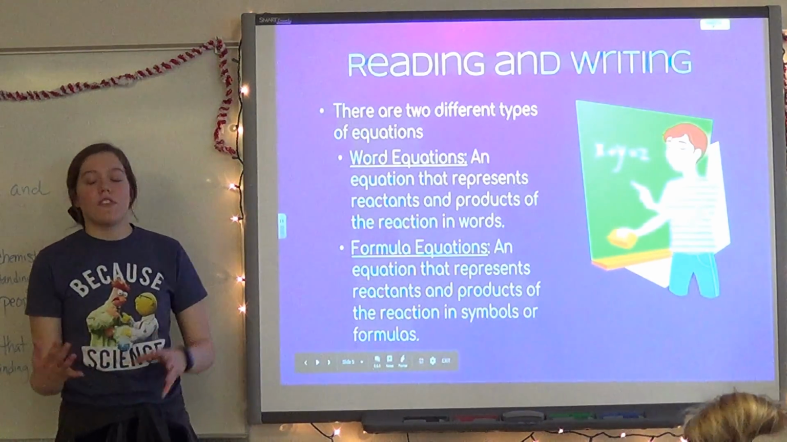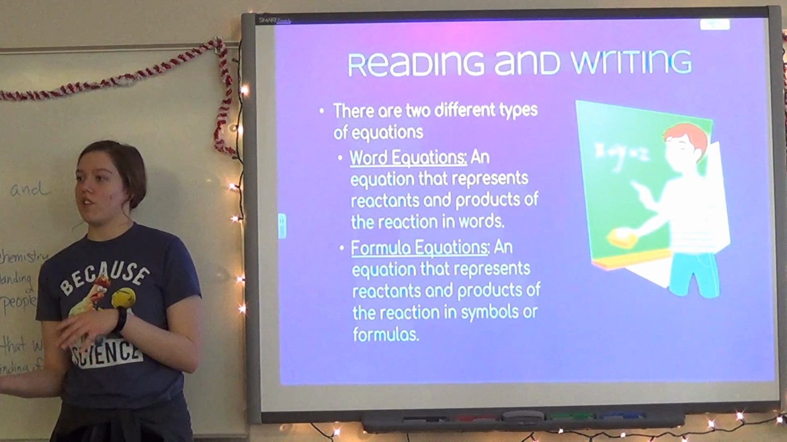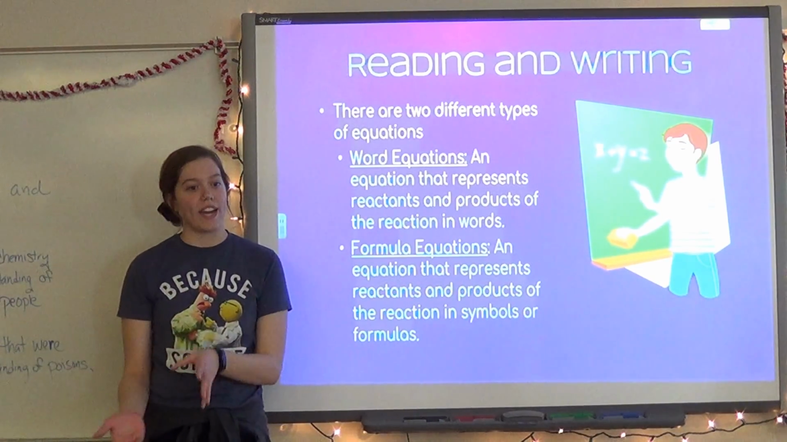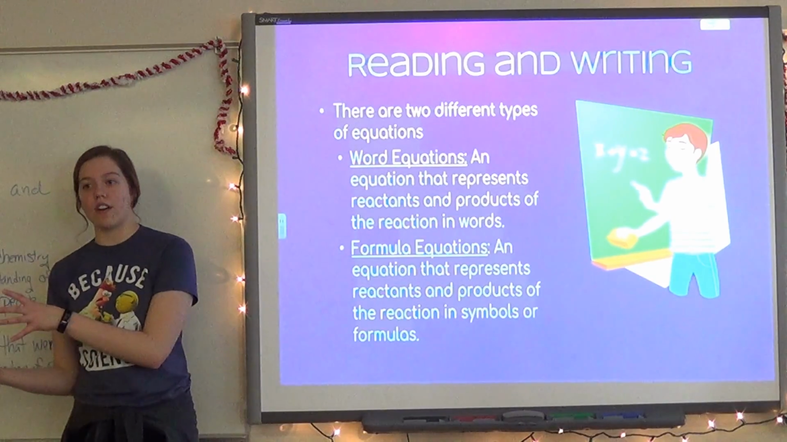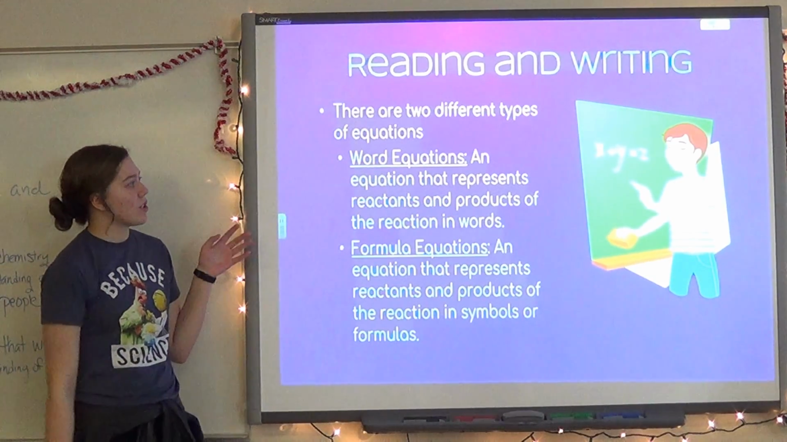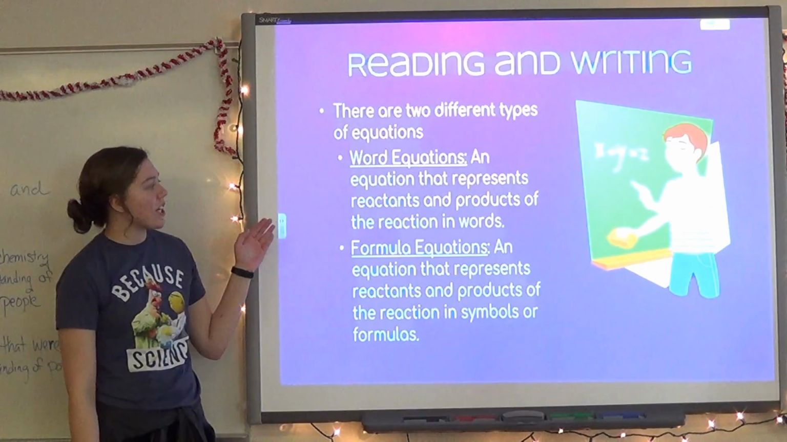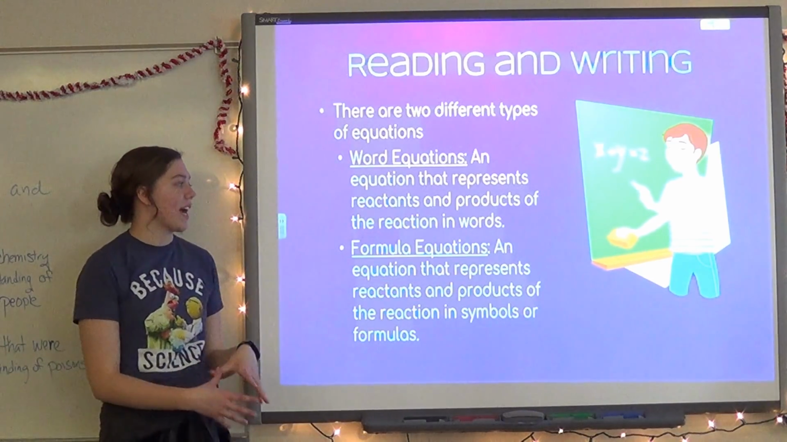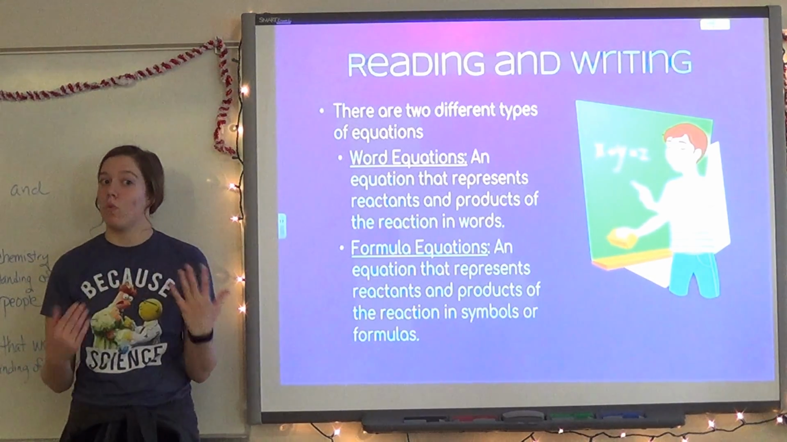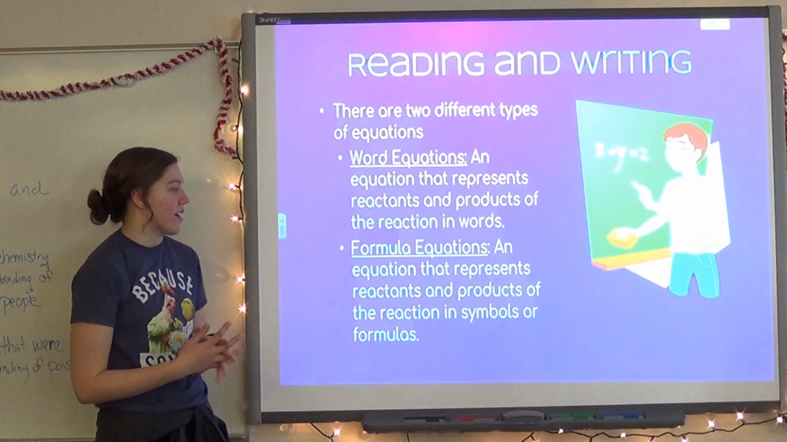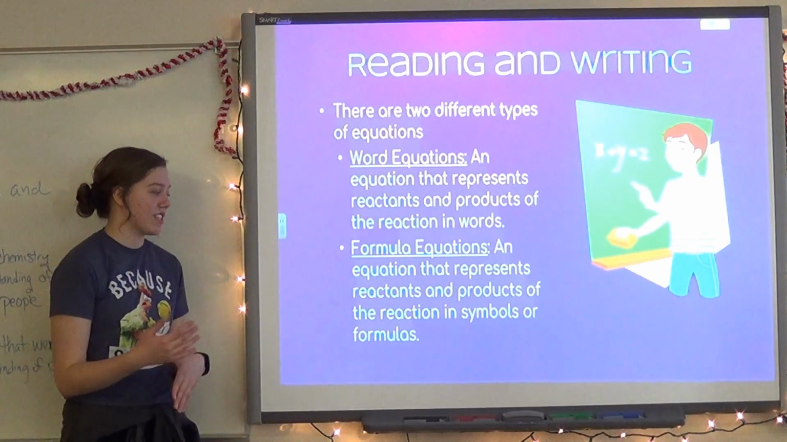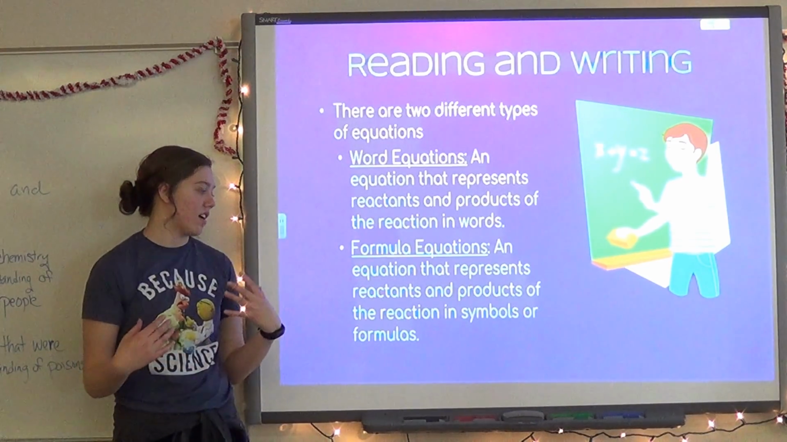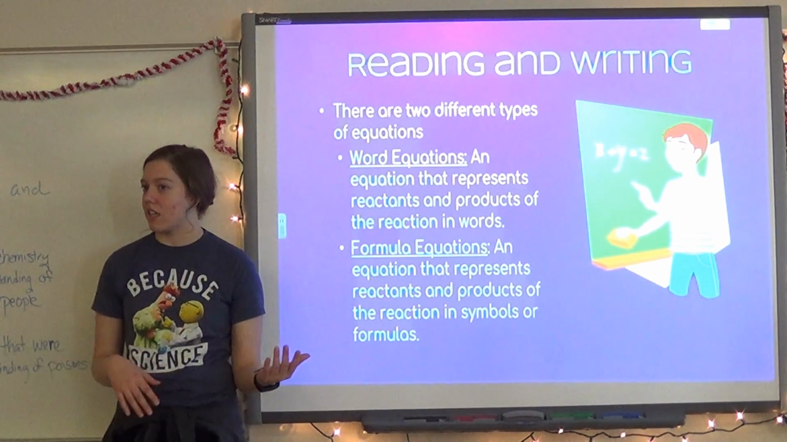All right, so there are two different types of equations, kind of like how you learned that there are two different types of ways to write an ion. You have the way where you write the words, and the way where you write the letters and numbers. Same goes for chemical equations. So word equations are equations that represent reactants and products in the form of words. Formula equations are equations that represent reactants and products in symbols or formulas.